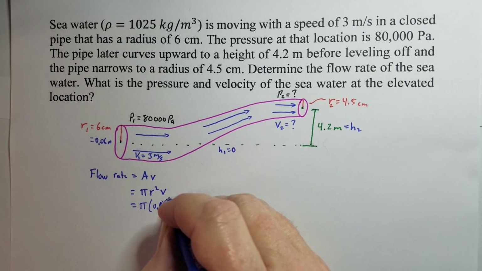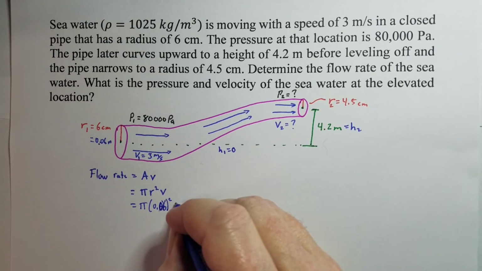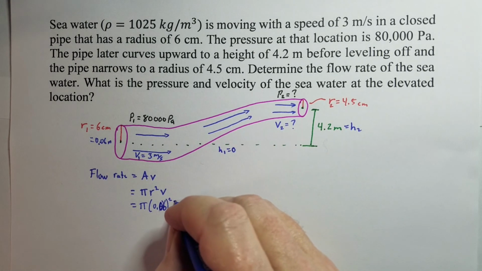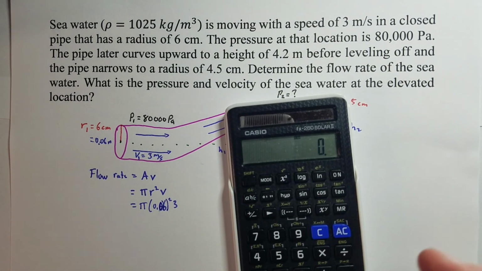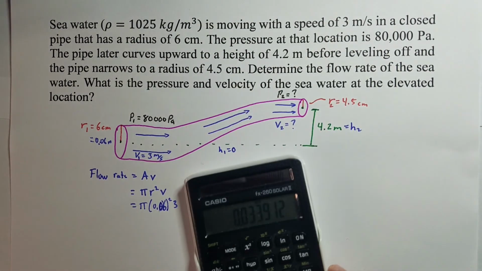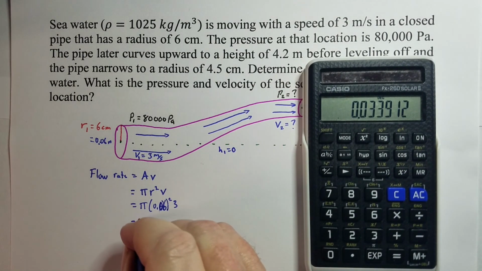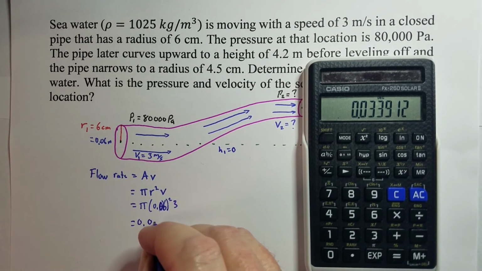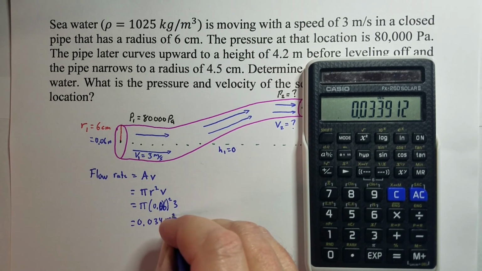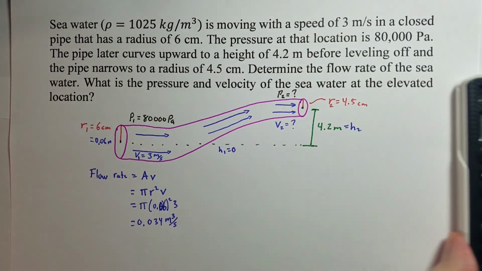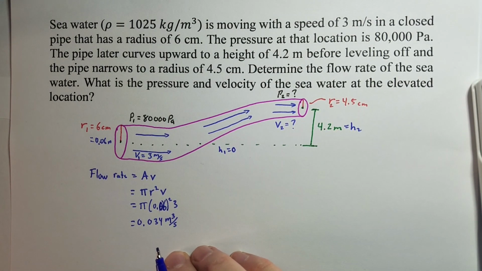So pi times 0.06 meters squared times the velocity, which is 3. All right, so I'm just going to use 3.14 for pi. So 3.14 times 0.06 squared times 3 gives me a flow rate of 0.034 meters cubed per second. So that's the volume of water that flows through that pipe every second.